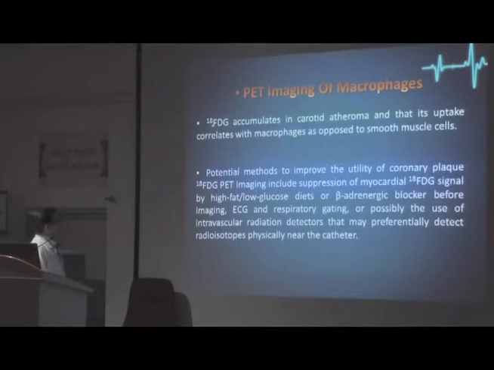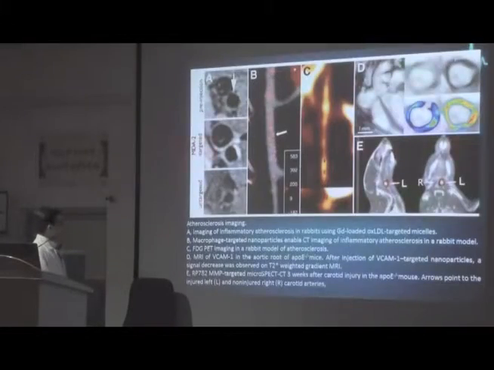FDG F18 accumulates in carotid atheroma, and its uptake correlates with the macrophages as opposed to smooth muscle cells. The atherosclerosis images. The first one is imaging inflammatory atherosclerosis in rabbit using gadolinium-loaded immune missiles. The first one is the pre-injection. This is the MDA2 targeted, you can see it's more clear, and this is the untargeted. The second is the macrophage-targeted nanoparticle-enabled CT, you can see it clearly. And the third one is the PET image.